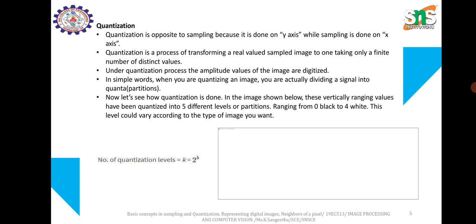Quantization is opposite to sampling because it is done on the y-axis while sampling is done on the x-axis. Quantization is the process of transforming a real-valued sample value to a finite number of distinct values. Under the quantization process, the amplitude values of the image are digitized.